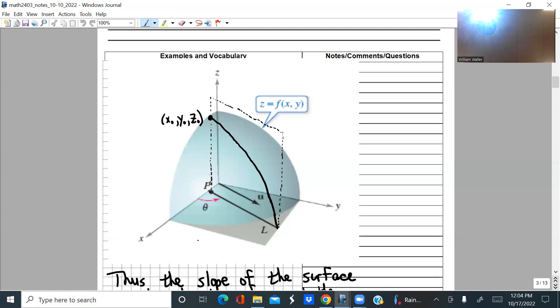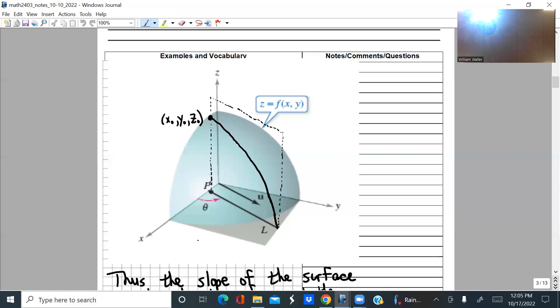So now thinking at this particular point, how many directions can you create from this point? Well, you have a whole rotation of directions. In this picture we just chose this particular one. Different directions will give different slopes on the surface. In this case, if the surface is a sphere, it doesn't matter which direction you take, you get the same slope. But if it's not a sphere, you get different slopes in different directions.